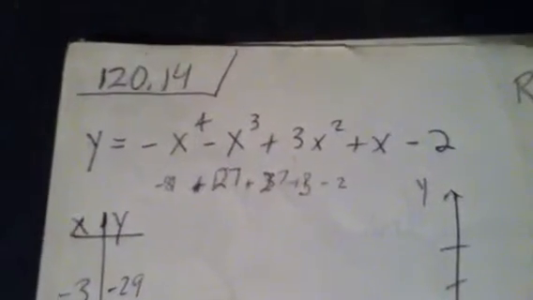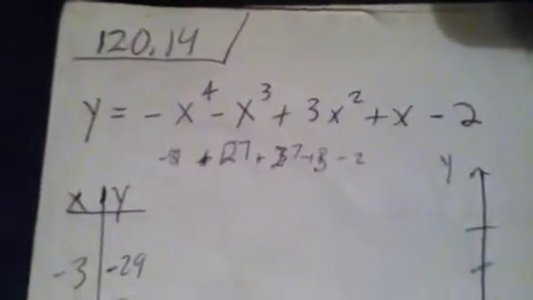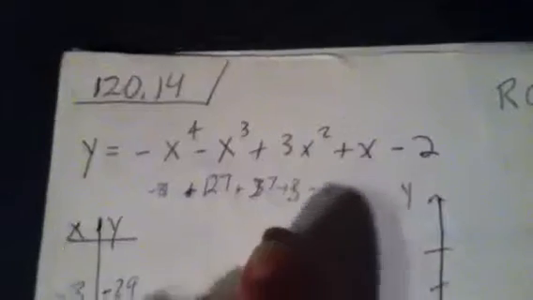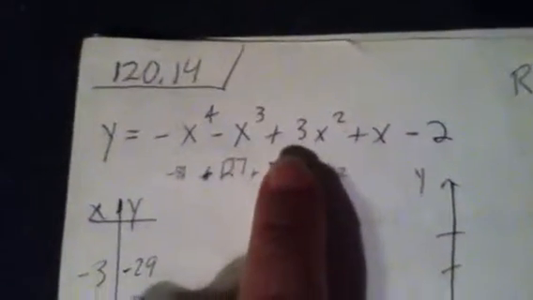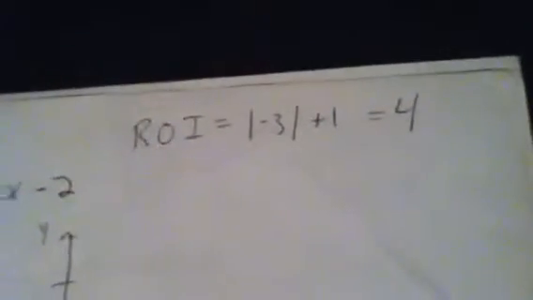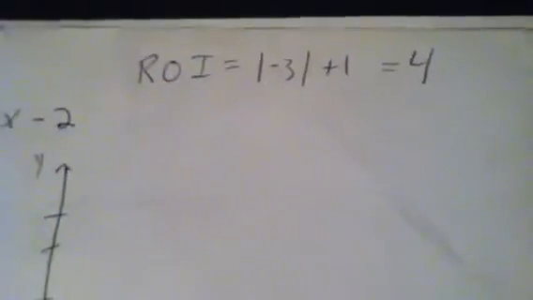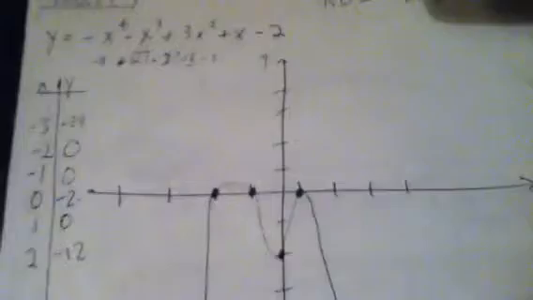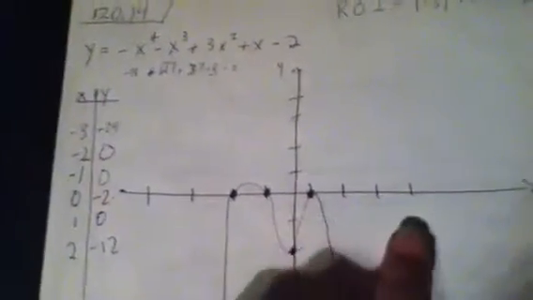So you could just imagine dividing everything by -1, and that would make your biggest number -3. But the absolute value of -3 is just 3 plus 1. Your region of interest is 4. So that means that you can just draw a graph, and you can just have 4 points to the right, 4 to the left, 4 up, and 4 down.